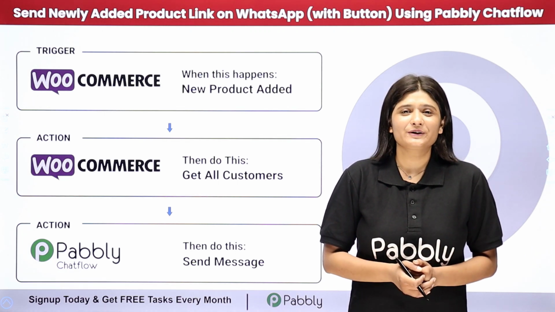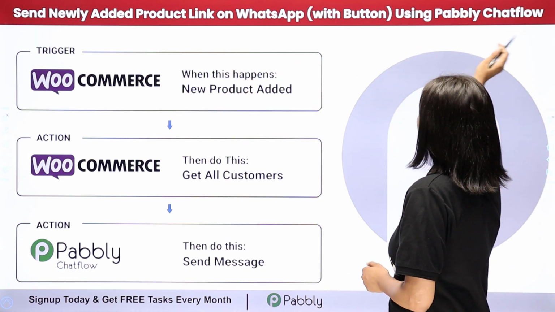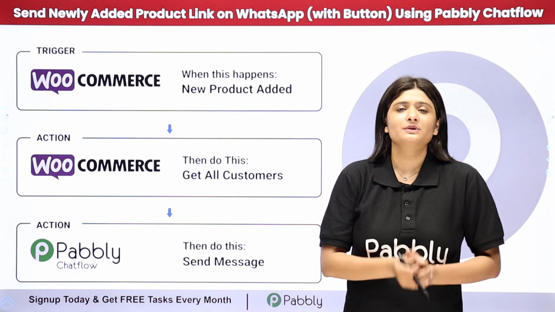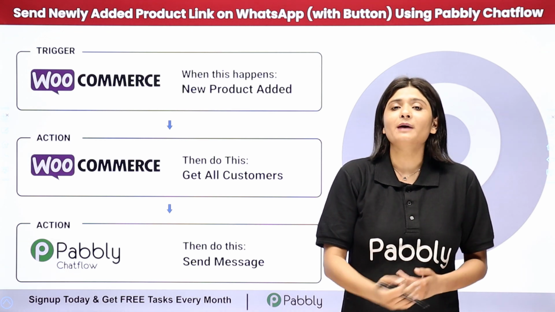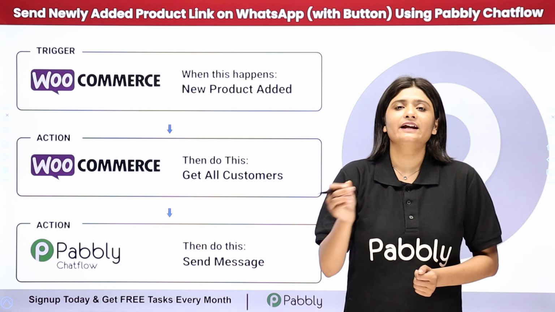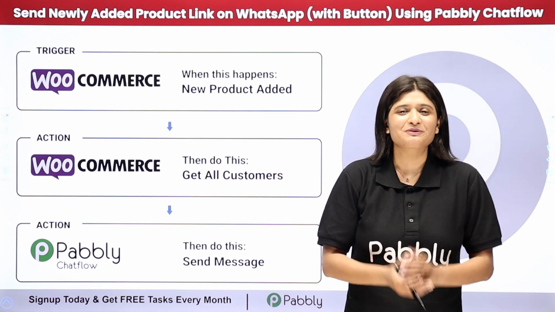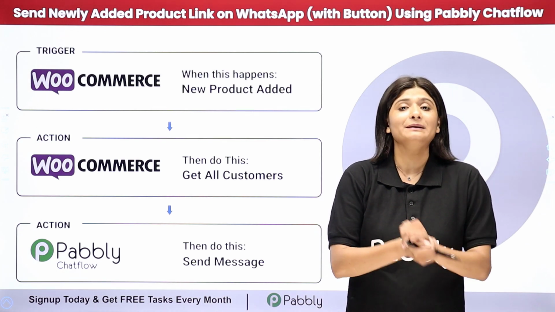In this video, we are going to learn how to send newly added product link on WhatsApp with button using Pabbly Chatflow. So let's suppose I am running a store on WooCommerce and I want that whenever I add a new product, the message should be automatically sent to all the customers on my WooCommerce store with a product link attached to that template. Now doing this manually will consume a lot of time, so I'm going to completely automate this process, and to do this automation, I'm going to use Pabbly Connect.